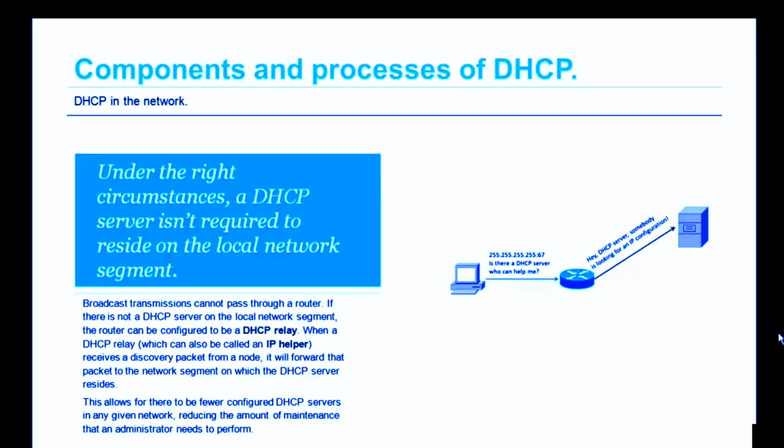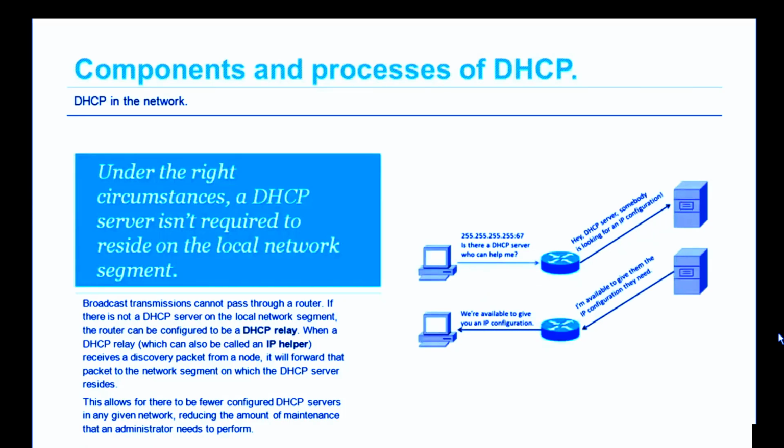Now, under the right circumstances, a DHCP server isn't required to reside on the local network segment. As a general rule, broadcast transmissions cannot pass through a router. But if there is not a DHCP server on the local network segment, the router can be configured to be a DHCP relay. When a DHCP relay, also called an IP helper, receives a discovery packet from a node, it will forward that packet to the network segment on which the DHCP server resides. This allows for there to be fewer configured DHCP servers in any given network, reducing the amount of maintenance that an administrator needs to perform.